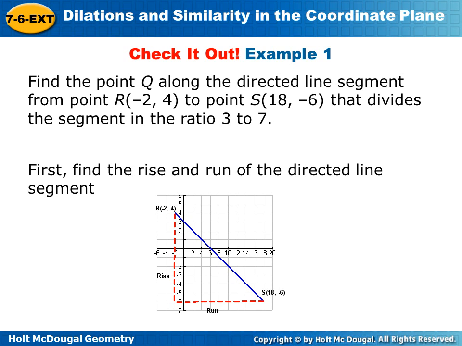Another example is to find the point Q along the directed line segment RS that divides the segment into a ratio of 3 to 7. First, find the rise and run of the directed line segment. So again, we plotted the 2 points and connected them with a blue line, and then drew out the rise and run in a dashed red line.